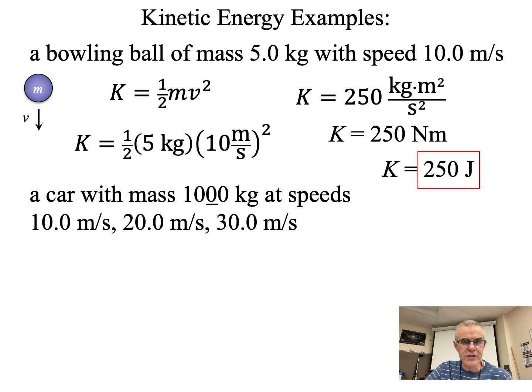Hey, there went a car. Did you see it? If you have a certain car with a certain mass and a certain speed, your car has energy. 1,000 kilograms would be a really small car, like a subcompact car.